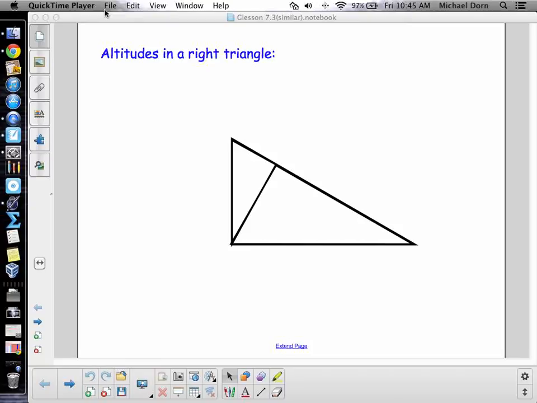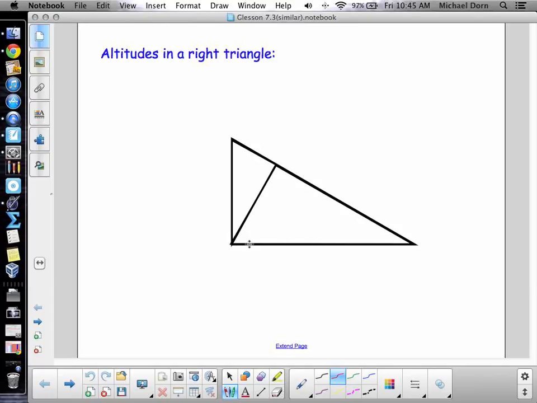But altitudes in a right triangle. This is a right triangle that's on this picture right here. Okay? So, I'll try that again. There we go. It's a right triangle. What I've done is I've taken the right angle and I've drawn in the altitude to the hypotenuse, so that this is a right angle and that's a right angle.